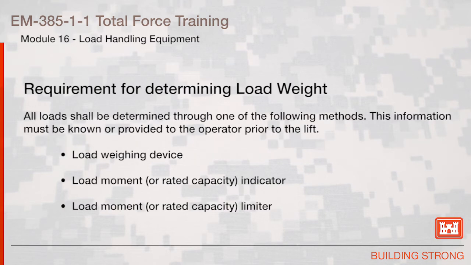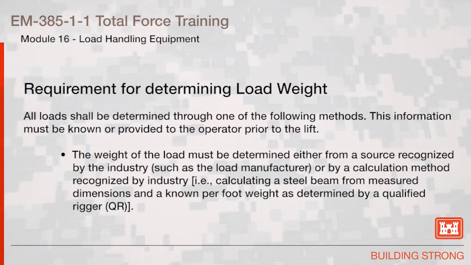All loads shall be determined through one of the following methods. This information must be known or provided to the operator prior to the lift. Load weighing device, load moment or rated capacity indicator, load moment or rated capacity limiter, or the weight of the load must be determined either from a source recognized by the industry, such as the load manufacturer, or by a calculation method recognized by the industry. For example, calculating a steel beam from measured dimensions and a known per foot weight as determined by a qualified rigger.